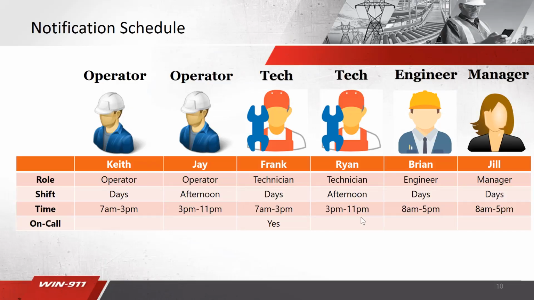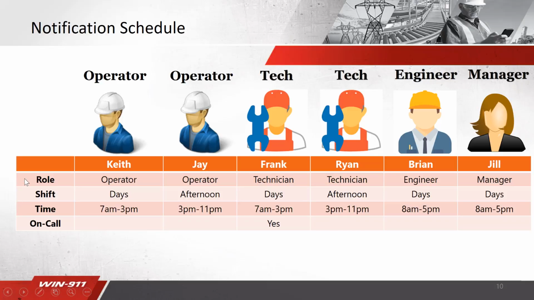Once you know how to group your alarms, it comes into what people you want to notify. And in this is our notification schedule. If I'm watching the webinar again or just right now live, I would go ahead and take a screenshot of this because this is something that we're going to use during the configuration process. Now walking through this, as you can see, I have operators, techs, engineer, and a manager. And in here, people have a role, a shift, a time, and an on-call schedule in this example.